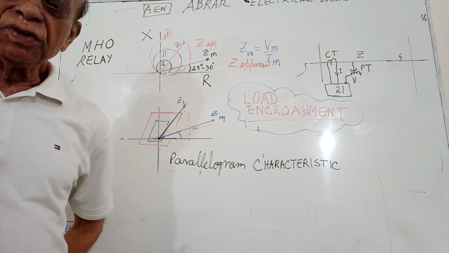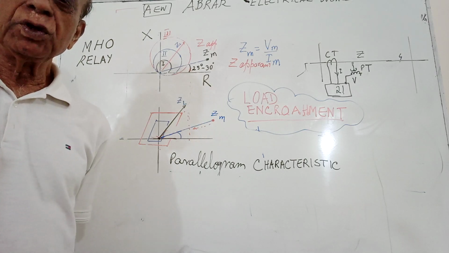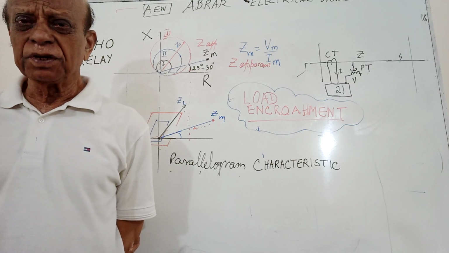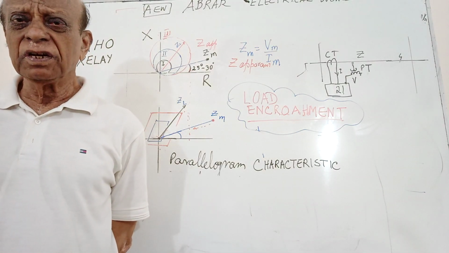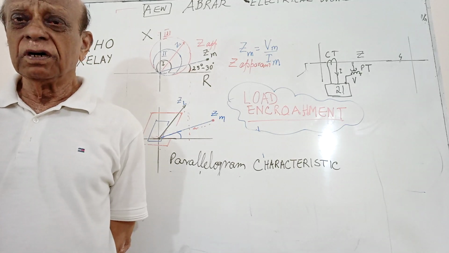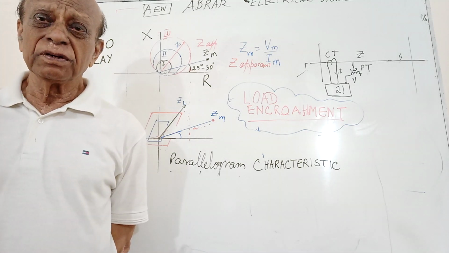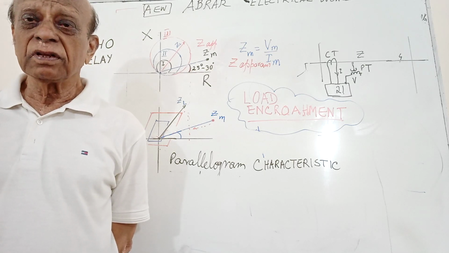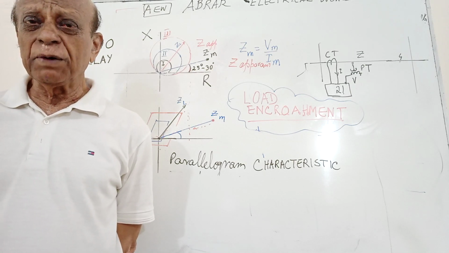This is another video in continuation of the load encroachment, or the tripping of the line on the distance relay due to the measurement and sensing of the heavily loaded line as a fault on the line. So again, a recap for 1 minute.